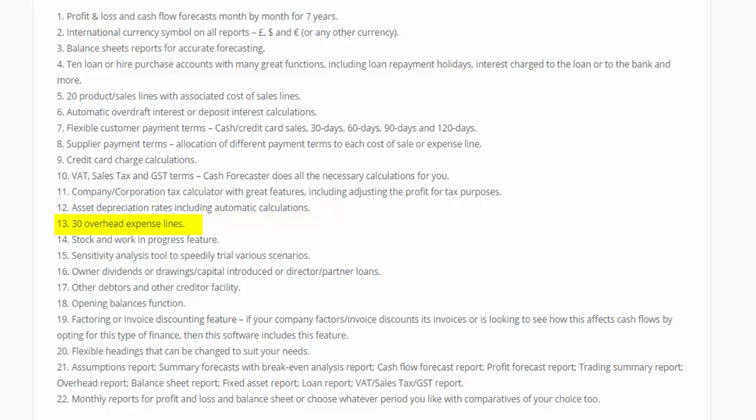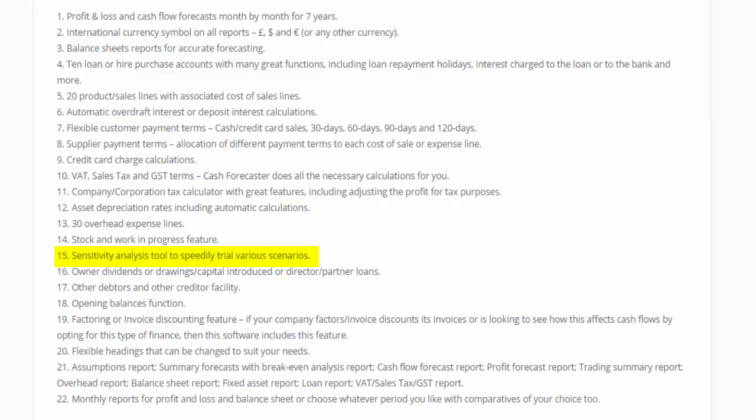There are up to 30 overhead expense lines. This makes sure that it will fit onto the size of the report, so the reports all look professional and neat. And you also have a facility to enter stock and work in progress at the end of each of your periods.